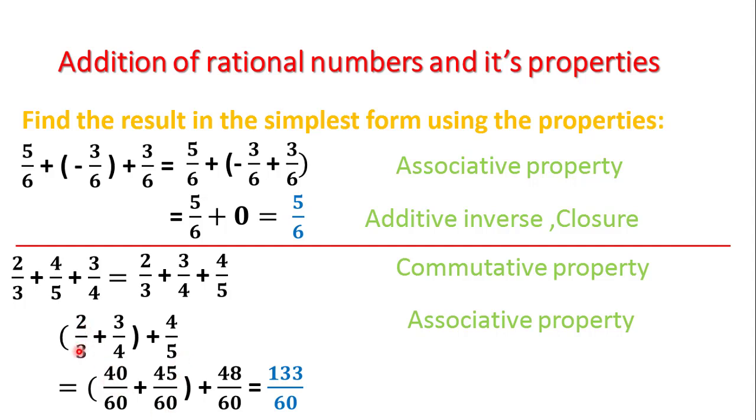So 3 times 20, 2 times 20 is 40. 4 times 15, 3 times 15 is 45. In the same way, 5 times 12, 4 times 12 is 48. Okay, I'll add the first and second, then I'll add the third. The result will be 133 over 60, and this is the simplest form. Okay, closure, because the result belongs to Q.